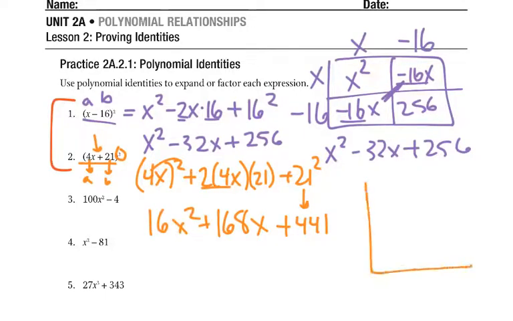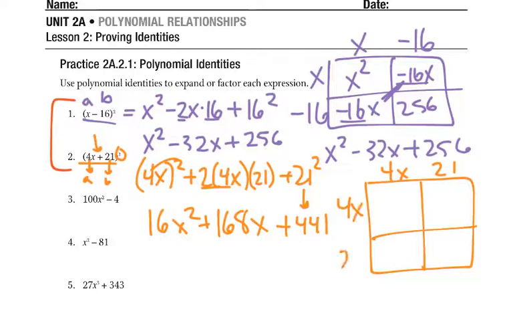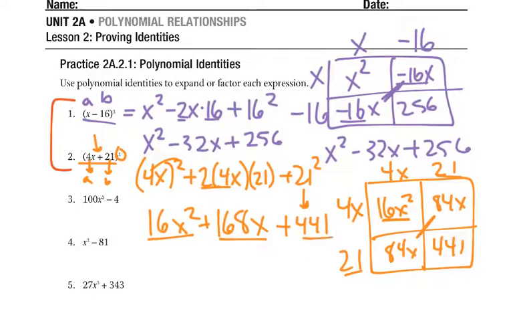Okay, could I use the box method, the area model? Yeah. 4x positive 21, 4x positive 21. So that'd be 16x squared. 4 times 21 would be 84x. 4x times 21, 84x, which add those together, 168x, there's your 16x squared. 21 times 21, 441, there's your plus 441.